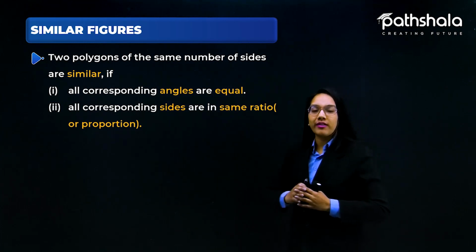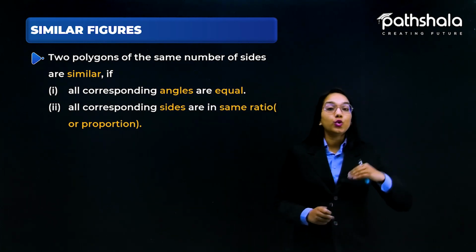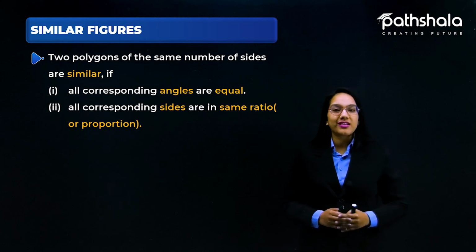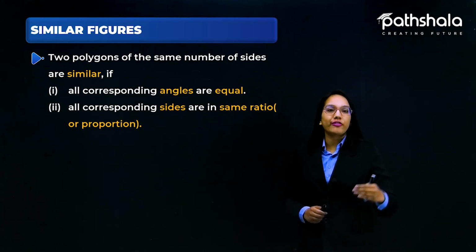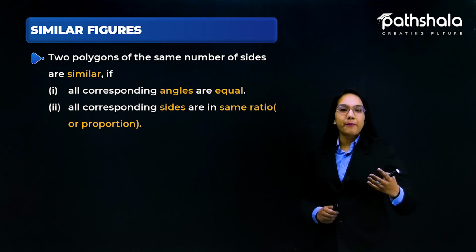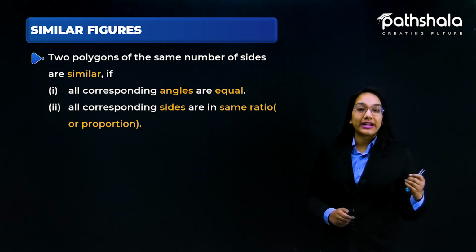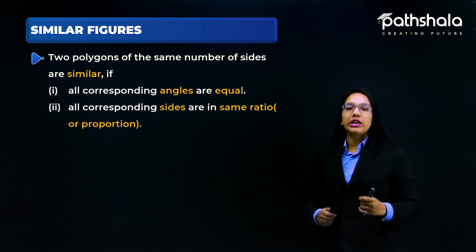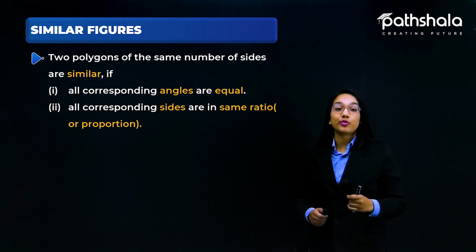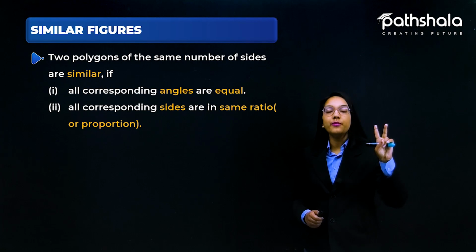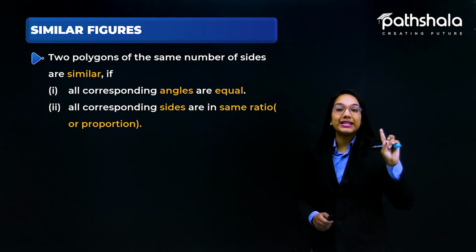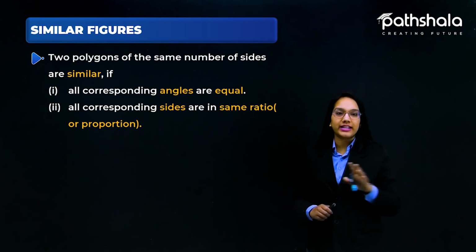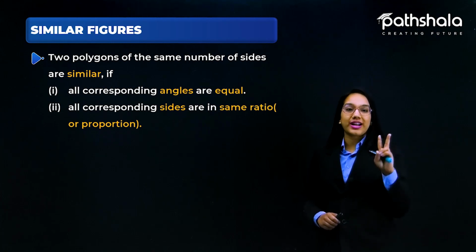So always remember that whenever we are talking about similarity, we are working in the chapter called triangle, so we are saying two polygons of the same number of sides, because we always take the similarity between things that have the same number of sides. So two polygons having the same number of sides are said to be similar if we have the two things together: all the corresponding angles are equal, and second, all the corresponding sides are in the same ratio. Either condition alone doesn't suffice; both conditions are necessary.